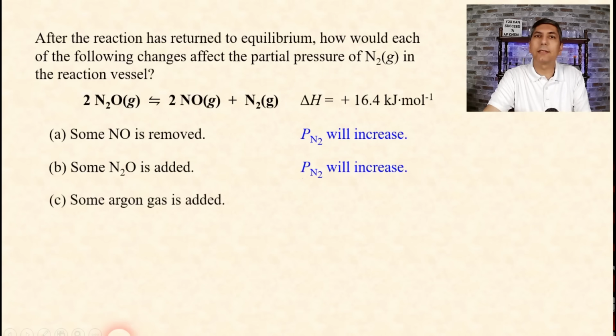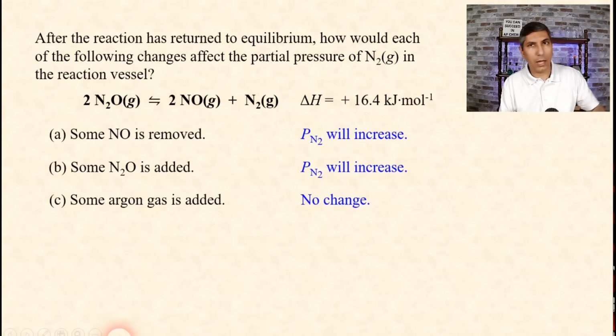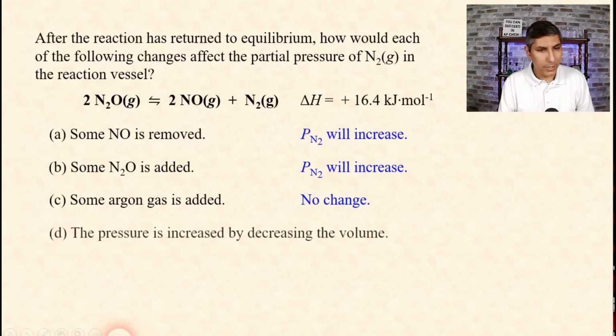What if we add some argon gas? Well, once again, argon gas has nothing to do with this reaction. It is basically an inert gas in this reaction. So the answer is nothing is going to happen. There's not going to be any change when we add some inert gas like argon or neon or helium, something like that. What if we increase the pressure by decreasing the volume?